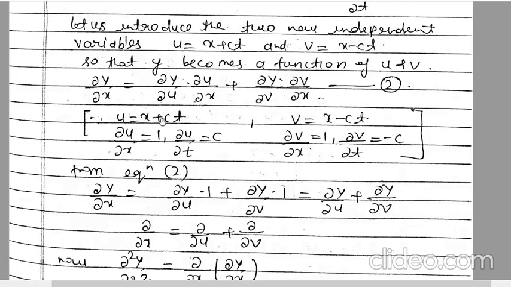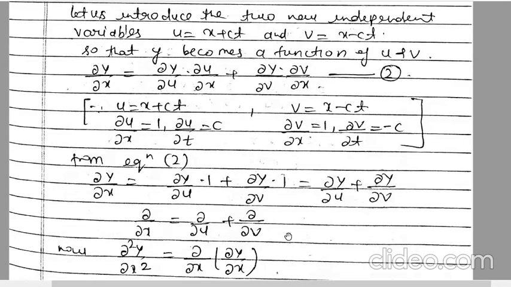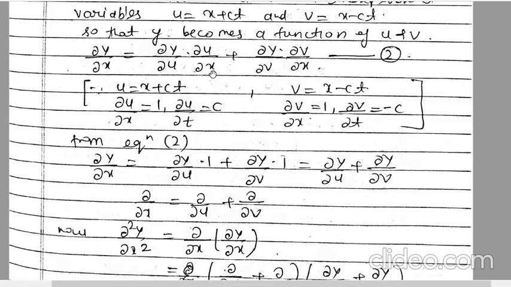Now u is equal to x plus ct. This is your first equation. So we need to calculate del u by del x from here, so it will be 1. Del u upon del t will be c. Del v upon del x is 1. Del v upon del t is equal to minus c. Just write all these values in the second equation. So del y upon del x is equal to del y upon del u into 1 plus del y upon del v into 1. So we get del y upon del x is equal to del y upon del u plus del y upon del v. Now we can write this as del upon del x is equal to del upon del u plus del upon del v.